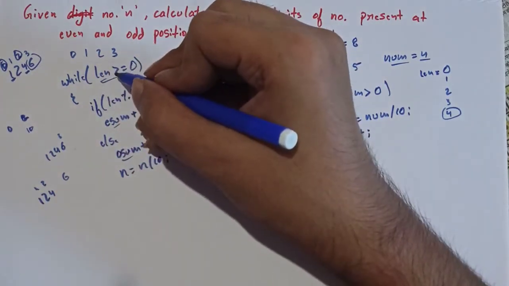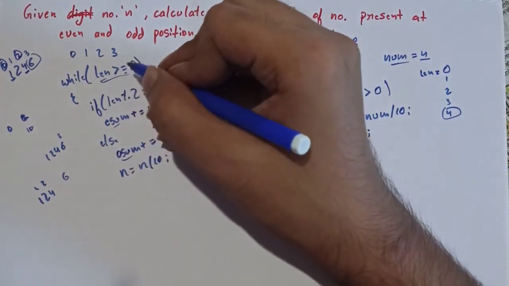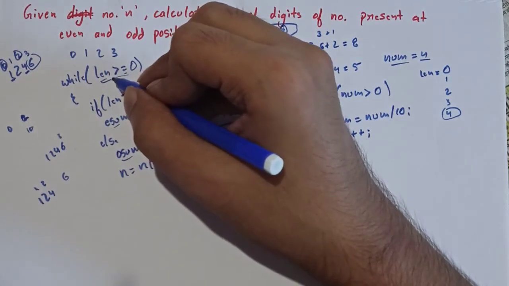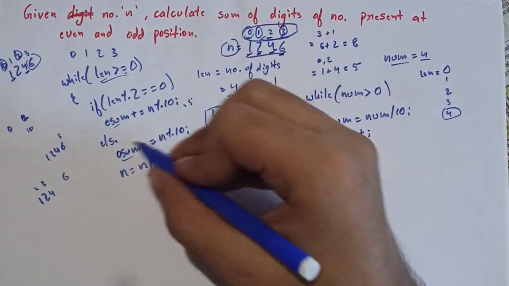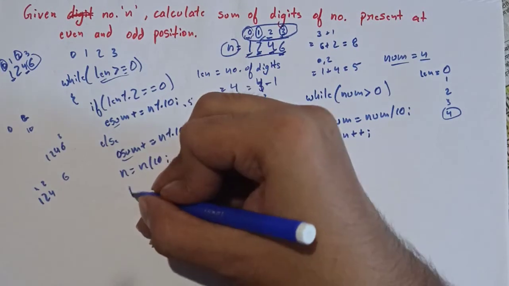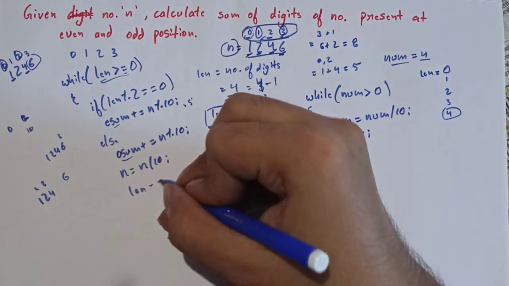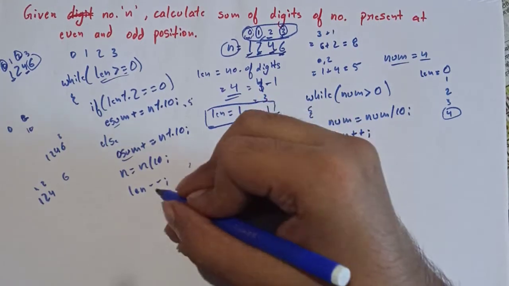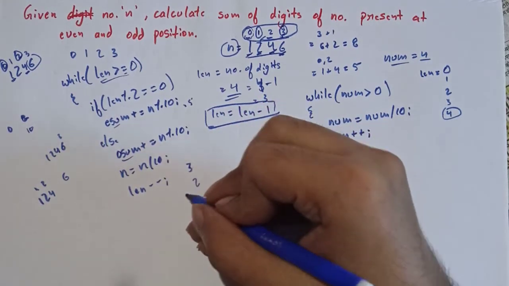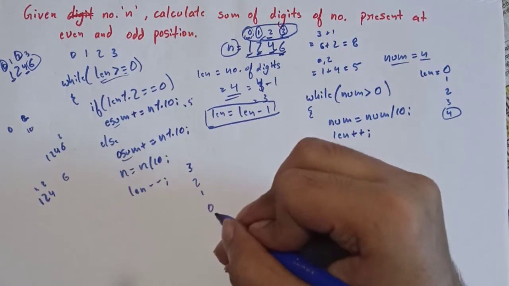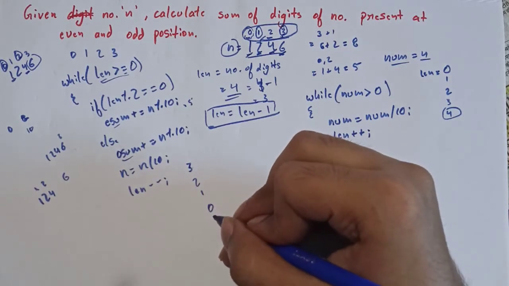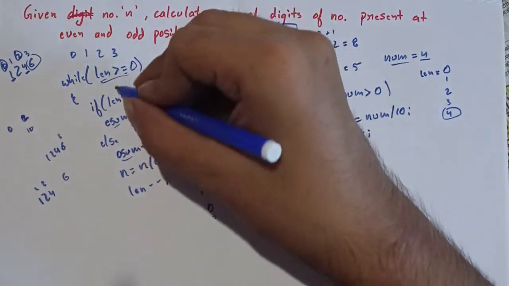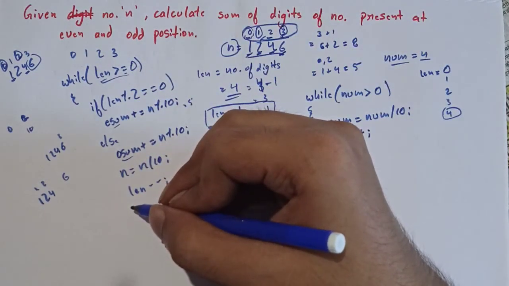Now there should be a terminating condition for this while loop so that the loop executes and completes when len becomes less than 0. So we simply do len minus minus so that the value decreases. First value is 3, then it goes to 2, then 1, then 0, and after 0, if any value is obtained, then this condition will be false and control will fall out of the loop.